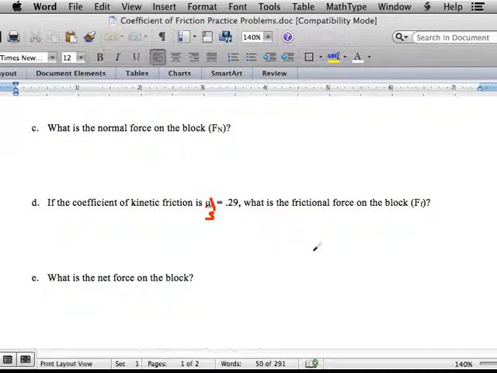So what is the frictional force on the block? All right, a negative 45.47 newtons. Good. What is the net force on the block? You got 0? Good. Why is it 0?